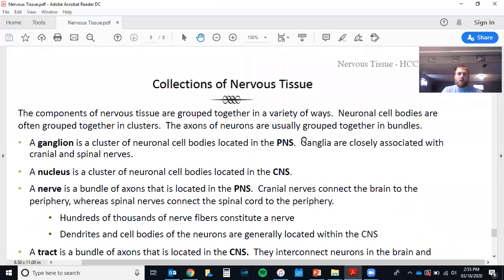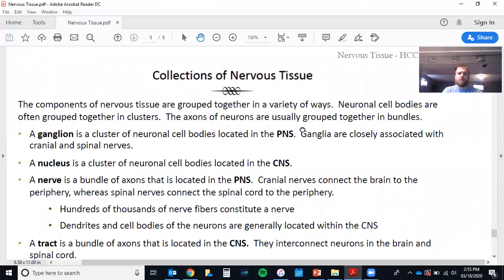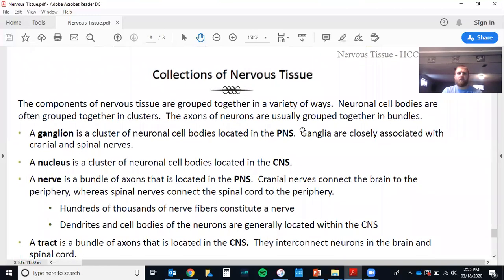All right, and then to kind of wrap us up here, let's just talk about collections of nervous tissue and the components, some of which we've actually talked about. So reading through, components of nervous tissue are grouped together in a variety of ways. Neuron cell bodies are often grouped together in clusters. We've mentioned ganglion, ganglia, nuclei or nucleus. Axons are kind of the same way. They group together, instead of in clusters, as bundles.